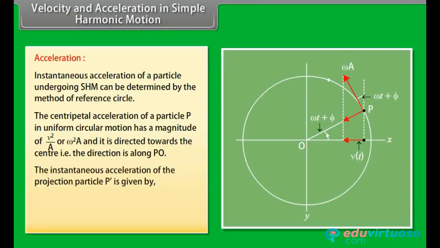The instantaneous acceleration of the projection particle P' is given by a(t) = -ω²A cos(ωt + φ) = -ω²x(t).